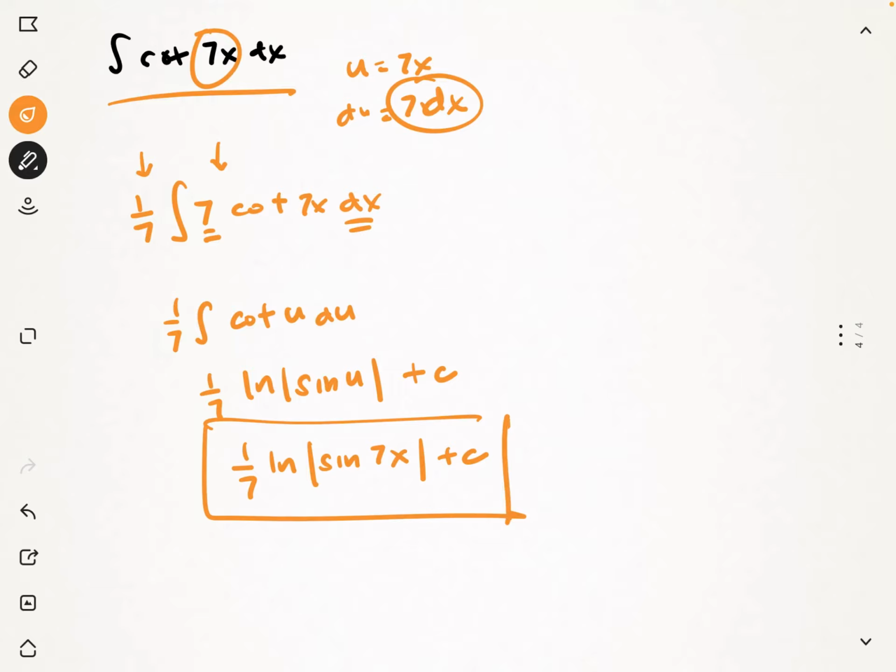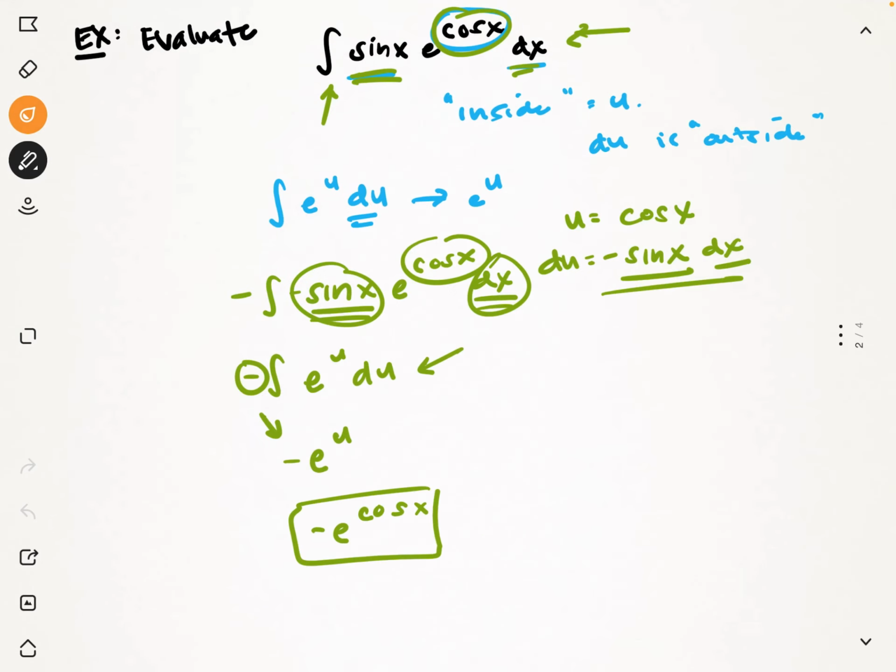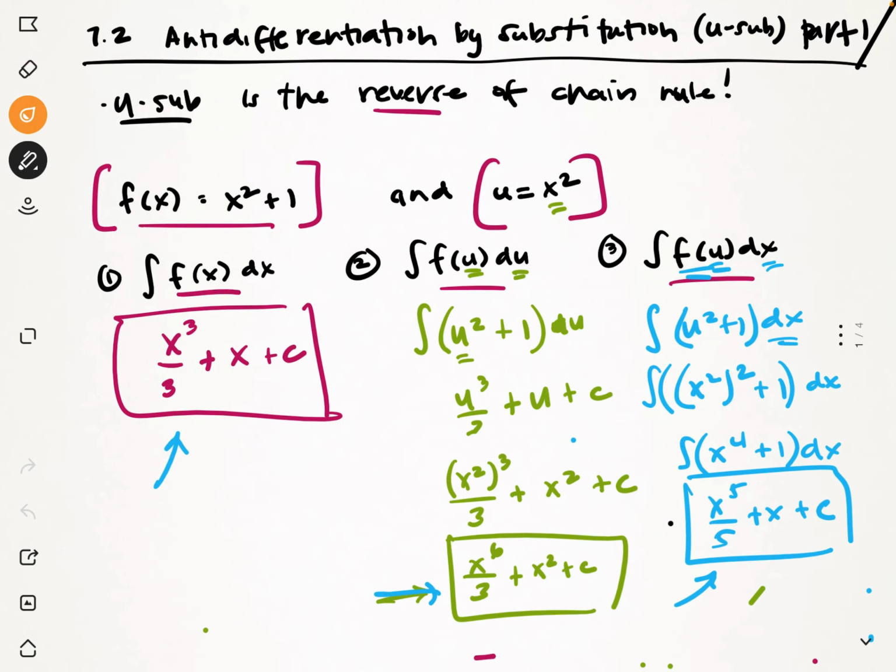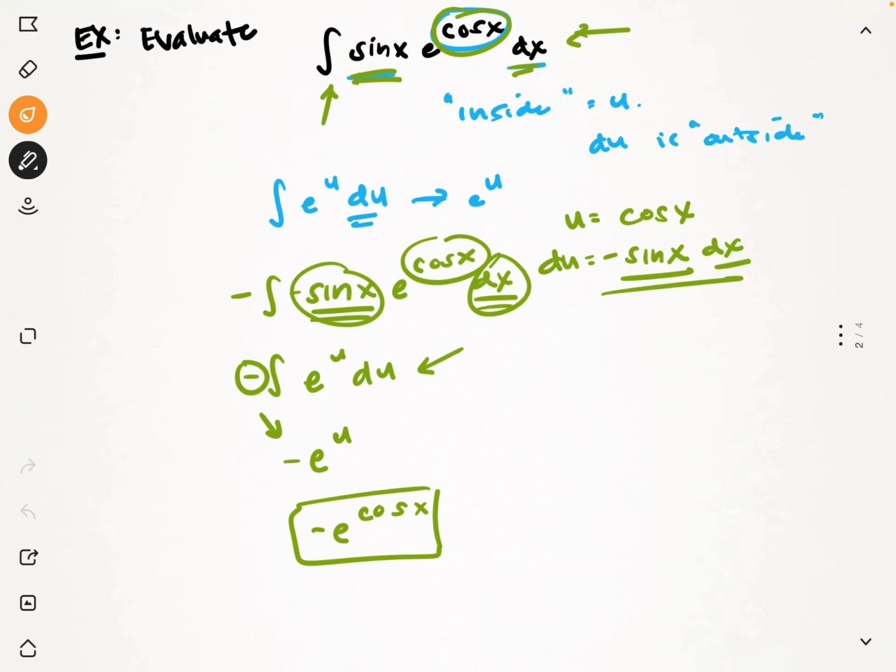All right, so just a quick review. U substitution is the reverse of chain rule. All right, so when we're chaining, we have the inside function and we have to do the derivative of the inside function. So when we're using u substitution, we're hoping that the chain part, the du part, is at least partially inside of our function, so that when we do our antiderivative, it disappears.